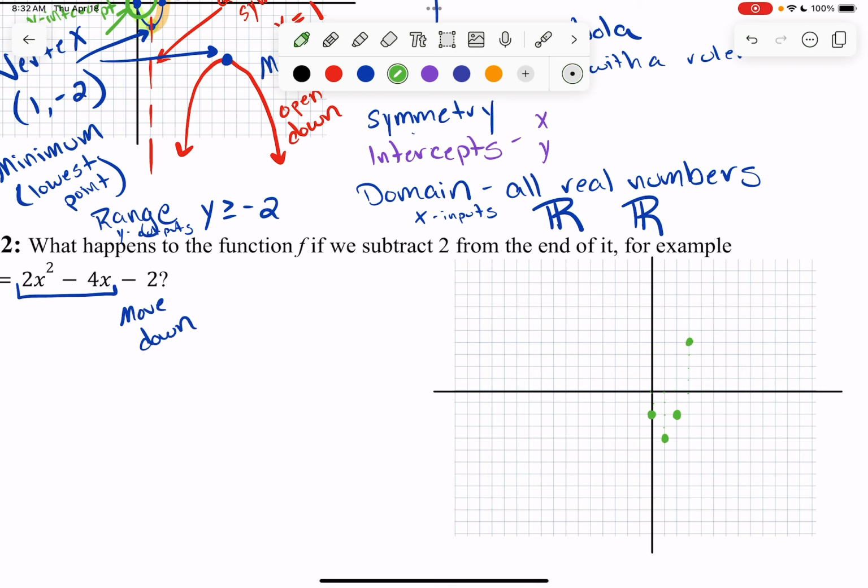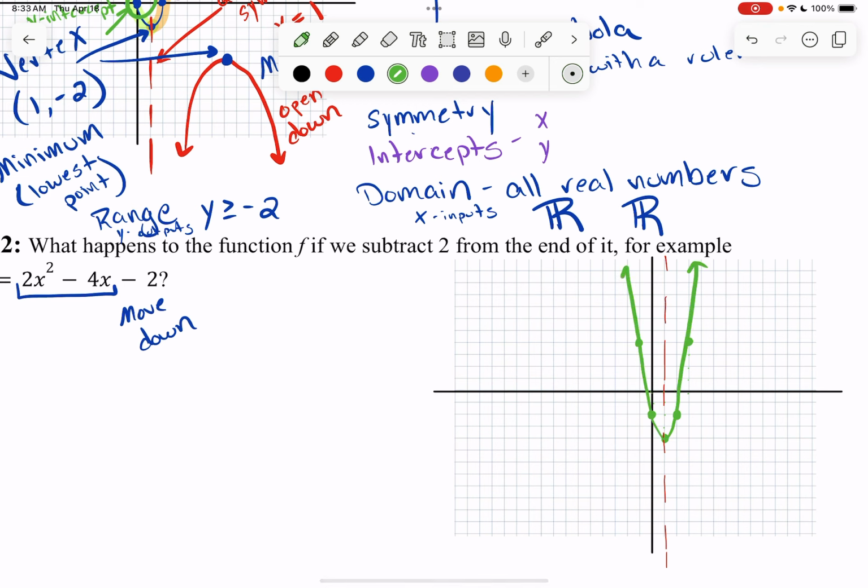And then again, we have that symmetry. Here's my line of symmetry. It's always kind of nice to know that line of symmetry. We can use that from the vertex. Since that's 2 away that way, we're going to go 2 away that way. So then here is the graph of it moved down 2.